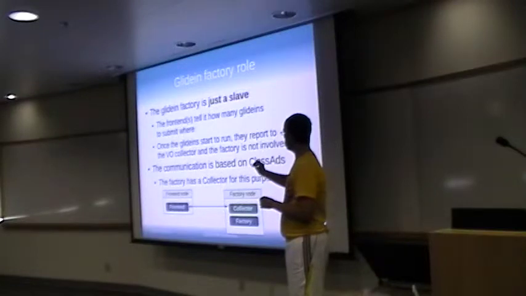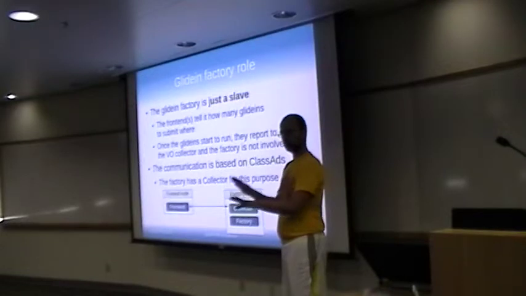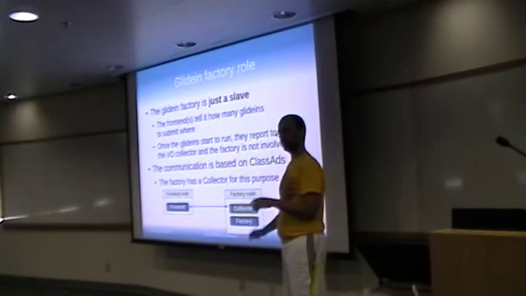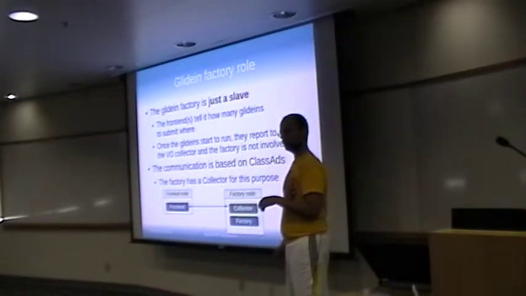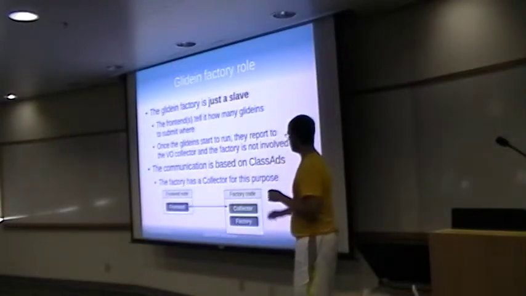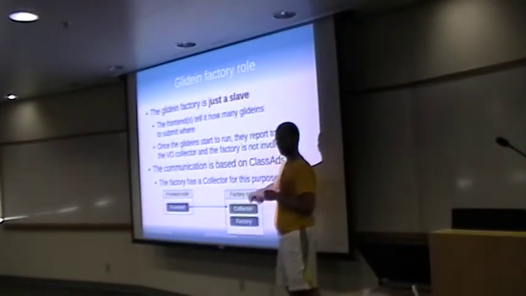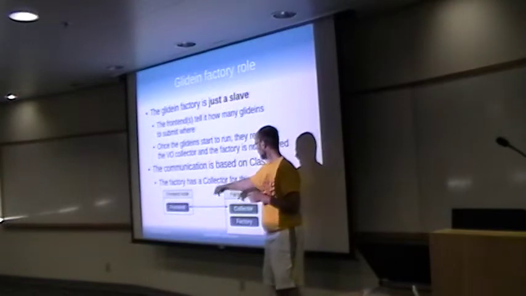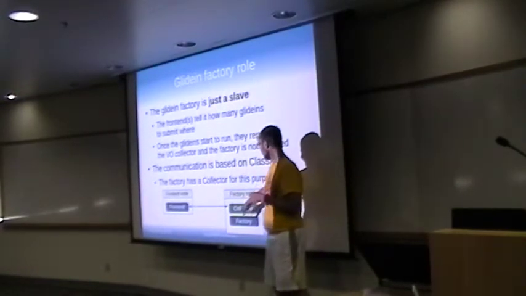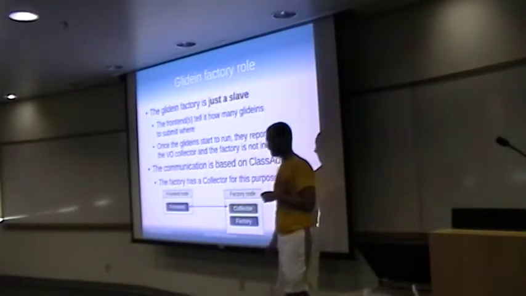And once the glideins start to run, they report back to the VO collector, so the factory is not involved at all. The only thing the factory is there for is to receive orders from the VO front end and submit glideins. That's about it, and then it's out of the picture. The communication is based on class ads, so the factory has a collector running alongside, and the front end sends class ads to the collector that the factory will read, and this is how the commands are given.